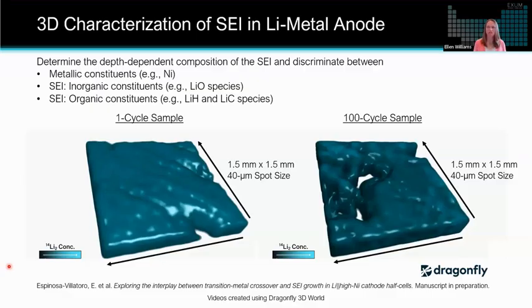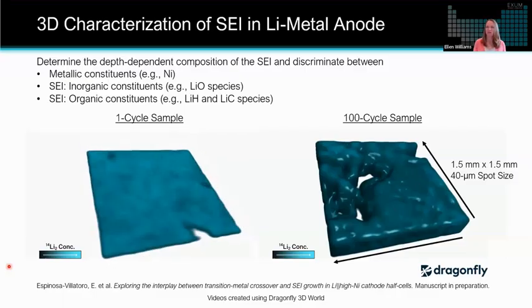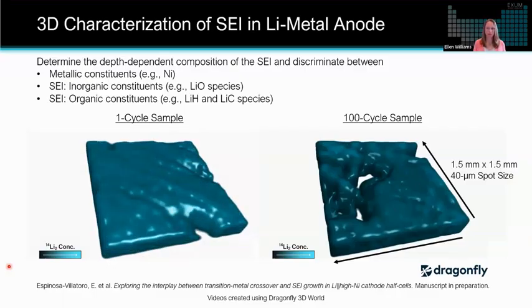And when I play these videos, you'll see these different lithium species that our colleague Eric has interpreted as representing both the inorganic constituents, so mostly the oxide species, as well as some of the organic constituents of the SEI. So wherever you see lithium combining with hydrogen or carbon, for example, those represent the organic constituents of the SEI. So first, I'm going to play the video from the one cycle sample.